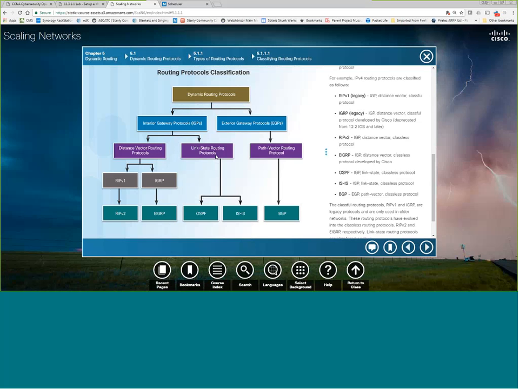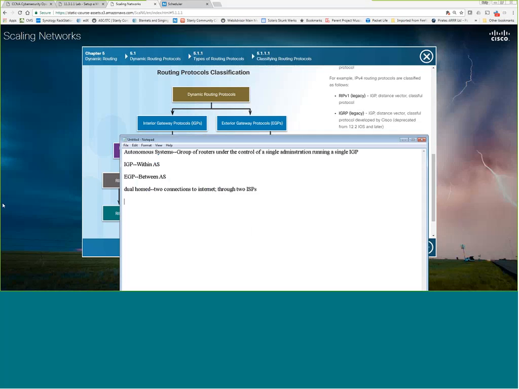One thing they mention on the right, but they don't mention on the left, is the concept of classful versus classless. Now, I'm going to tell you, a classful routing protocol does not carry subnet mask information in the route table updates. That's what makes it classful.